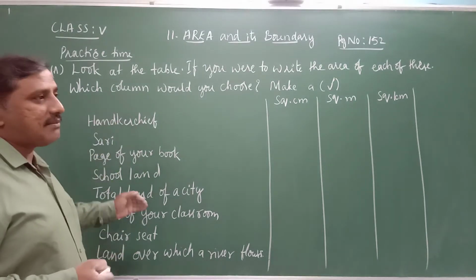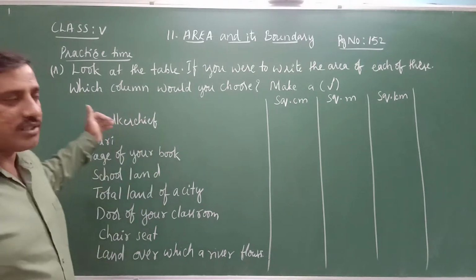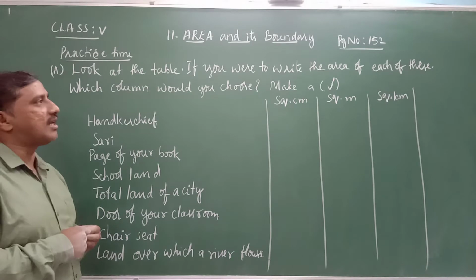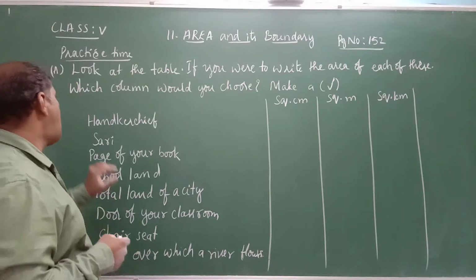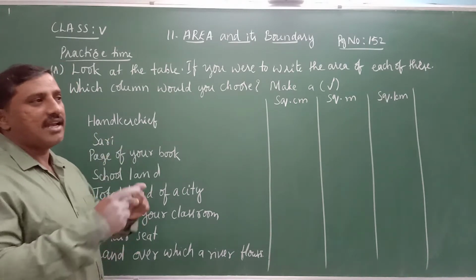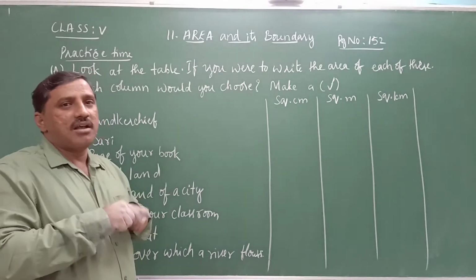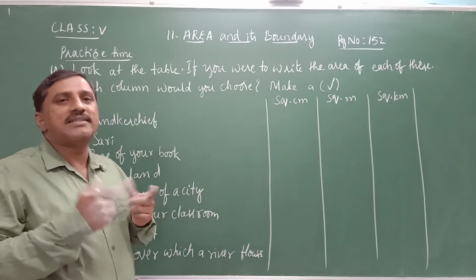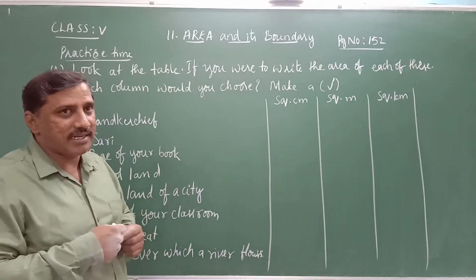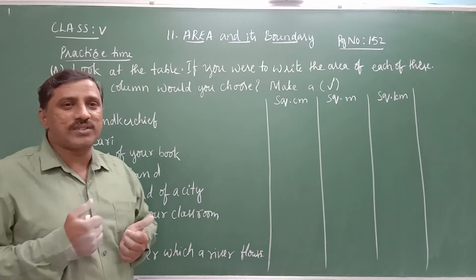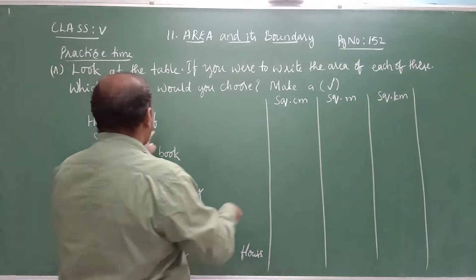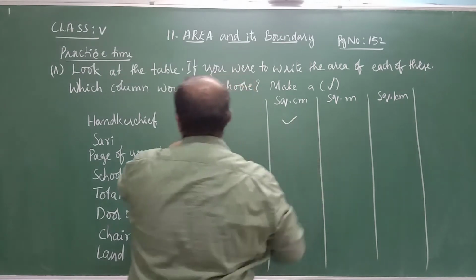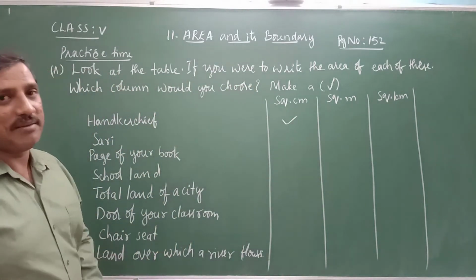Now some items are given. Which unit will we choose? There you should keep a tick mark. Handkerchief: a small handkerchief will have its length and breadth in centimeters. Therefore, which one can we choose? Yes, it is square centimeter. Handkerchief, square centimeter.